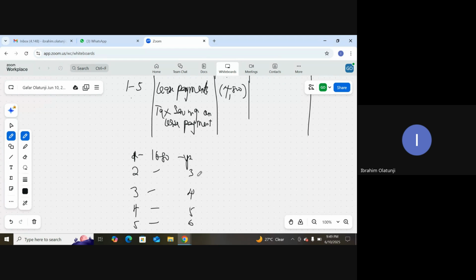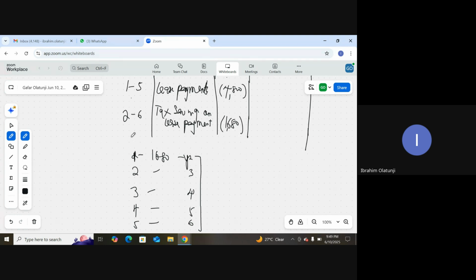So year 1 you pay in year 2, year 2 in year 3, year 3 in year 4, year 4 in year 5, year 5 in year 6. So how many years is now covered? It is 2 to 6, which is 1,680. Then it is an outflow because you are paying tax.